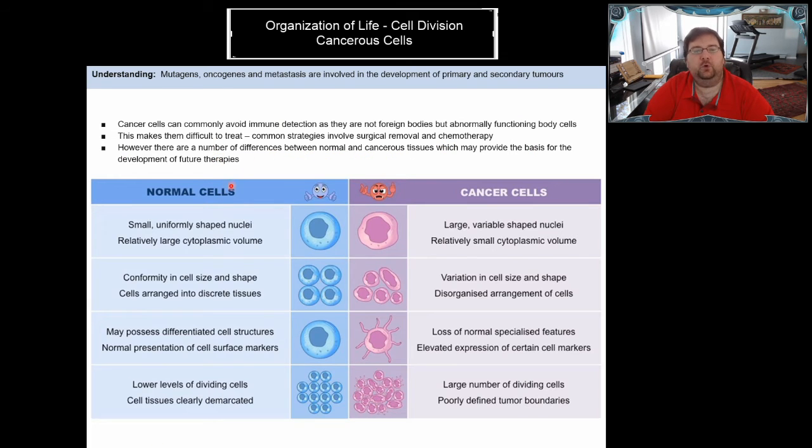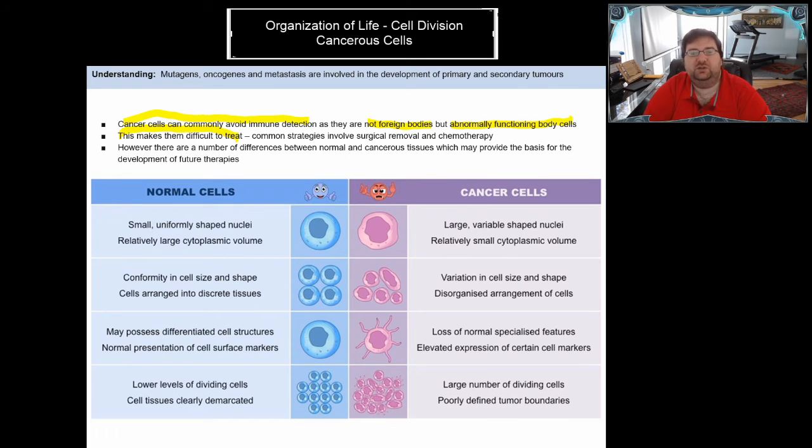Let's compare normal cells to cancer cells. So first we'll go through here. Cancer cells can commonly avoid immune detection because they're not actually foreign bodies, right? They usually look like your own cells. They're just functioning abnormally. And so often your immune system doesn't detect them and flag them as being invaders that need to be destroyed. And this is what makes them difficult to treat.